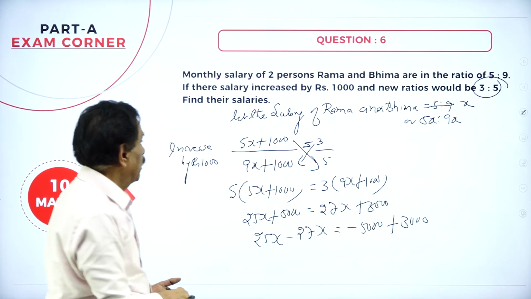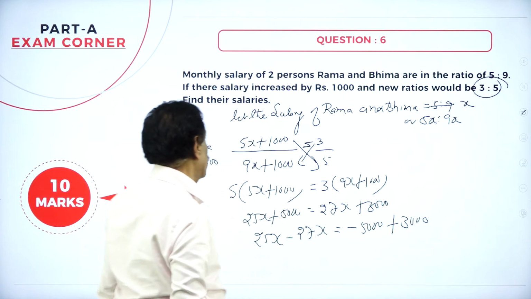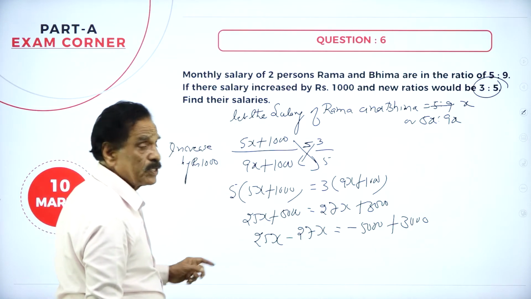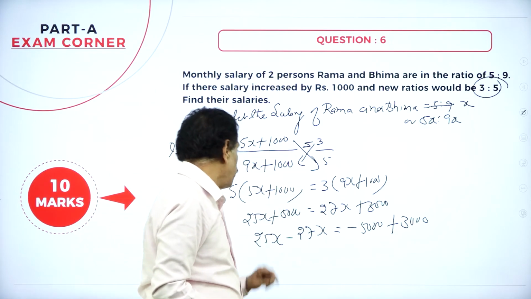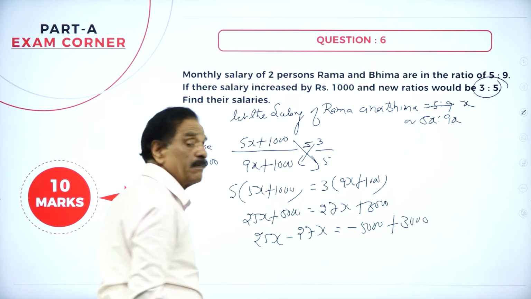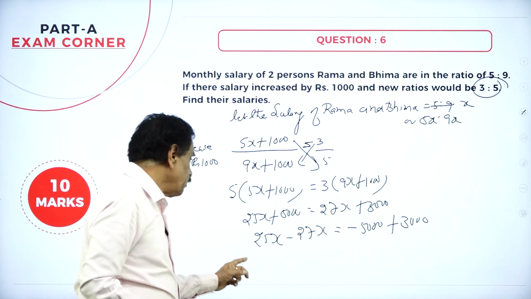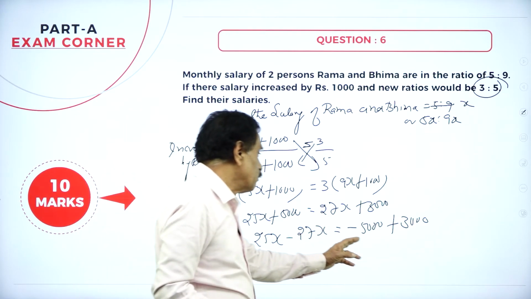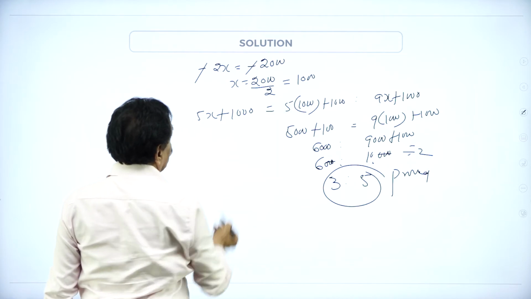We'll explain. Let the salary of Rama and Bhima be 5x and 9x. Increase by 1000: 5x plus 1000 and 9x plus 1000 are in the ratio 3 by 5. So 5 into 5x plus 1000, 3 into 9x plus 1000. That gives 25x plus 5000 and 27x plus 3000. 25x minus 27x is minus 5000 plus 3000, so 2x is 1000.